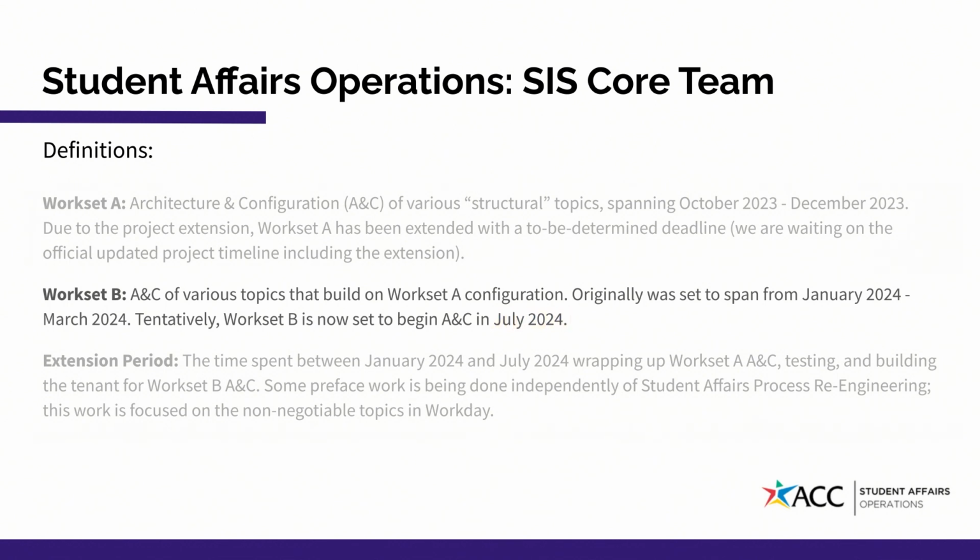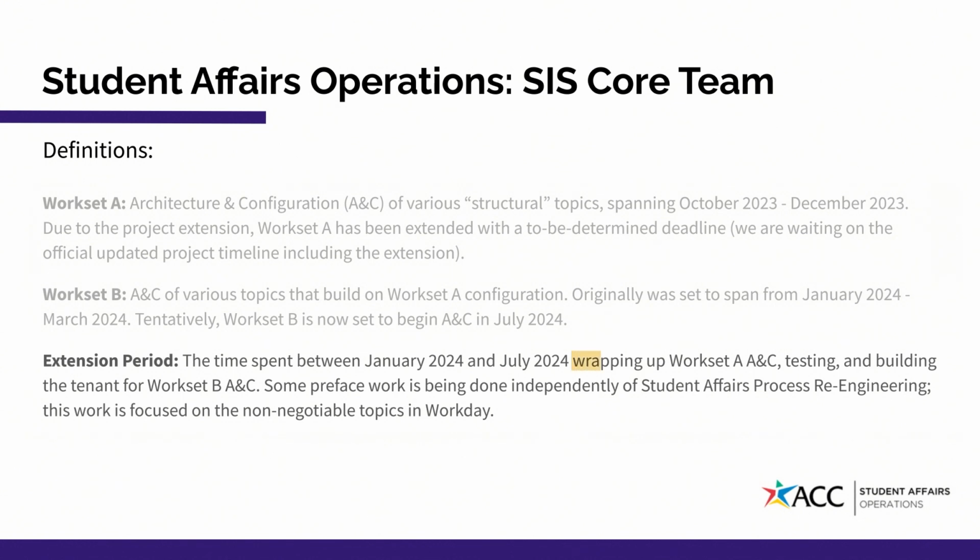You may be wondering, January 2024 to March 2024, that's already happened. We're calling that time the extension period. And in this time, we've spent time wrapping up Workset A architecture and configuration, testing, and building the tenant for Workset B architecture and configuration.